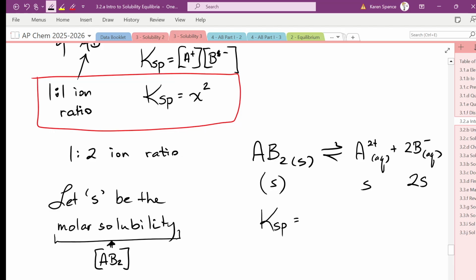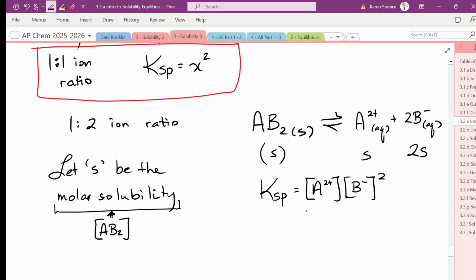And what would our KSP expression be? What is the KSP expression? Concentration of A 2 plus, times concentration of B squared. Okay? And so we would then get S, and we would have 2S squared, which then would equal 4S cubed.